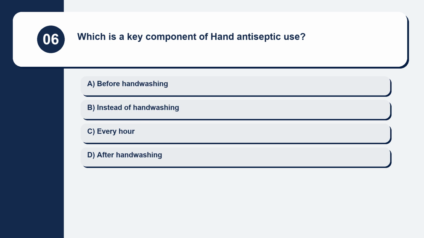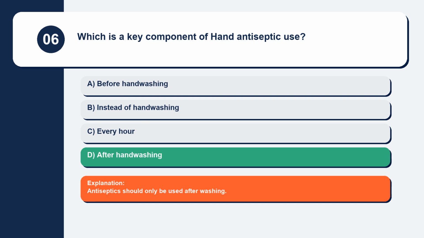Question 6. Which is a key component of hand antiseptic use? Before hand washing, instead of hand washing, every hour, after hand washing. Antiseptics should only be used after washing.